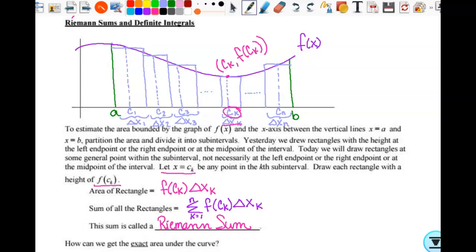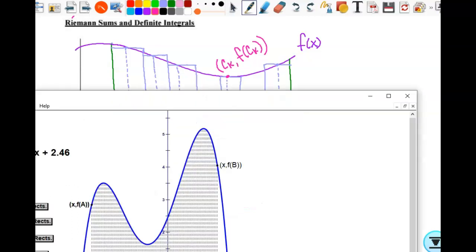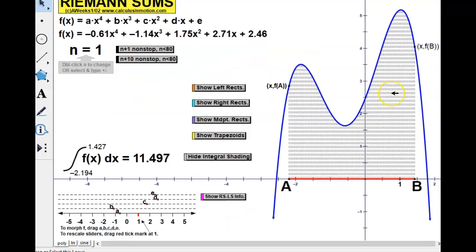What if we did what? Smaller rectangles. Do you think smaller rectangles would help? If these rectangles were skinnier, would I have less of this space and this space? And then skinnier and skinnier, right? Have more subintervals, right? Okay, so you're on the right track. You were all thinking good.